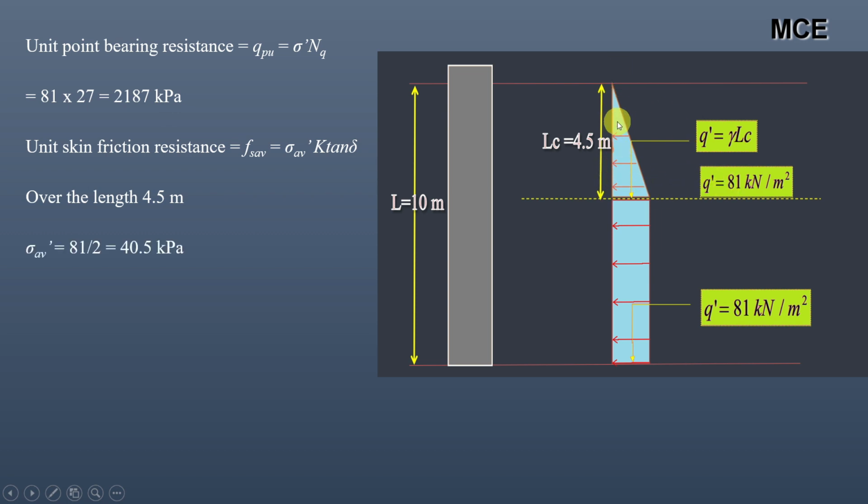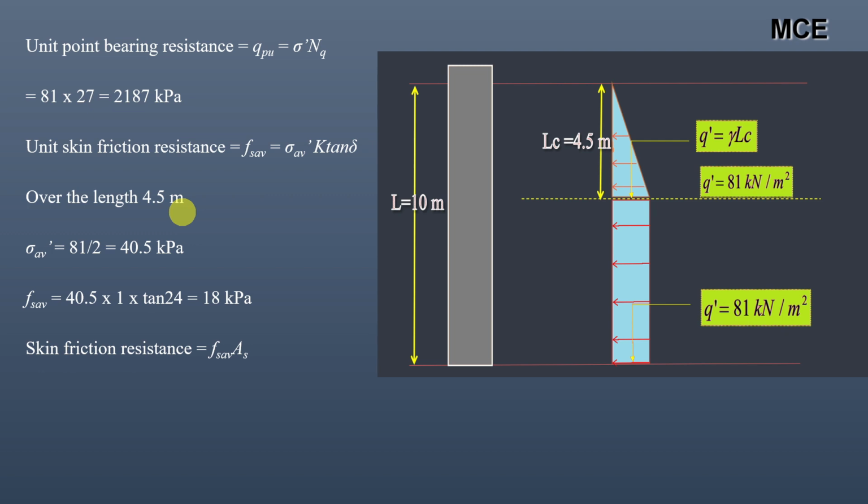Sigma average over the length of 4.5 meter will be 0 plus 81. Simply, you have to find the area of this diagram. So it will be 0 plus 81 divided by 2, which is 40.5 kilopascal. This will be the average value of effective stress over the length of 4.5 meter. Unit skin friction resistance will be 40.5 into 1 into tan of 24, which is 18 kilopascal, the unit skin friction resistance for the length of 4.5 meter.